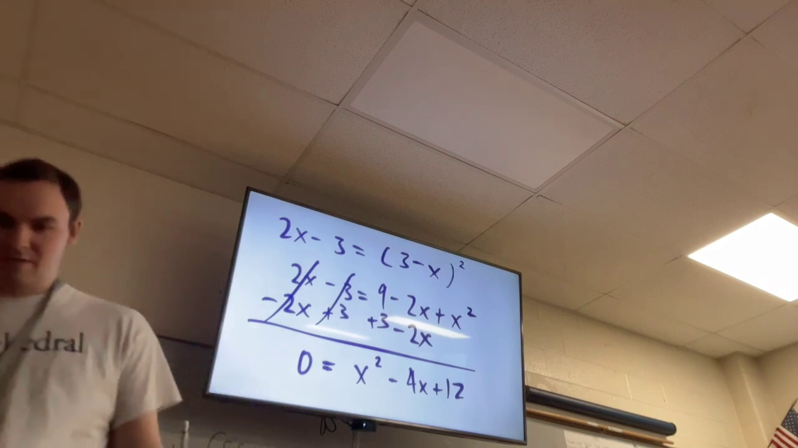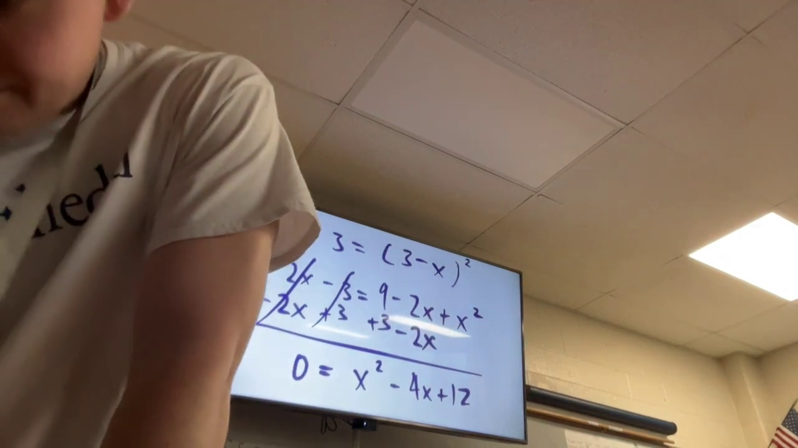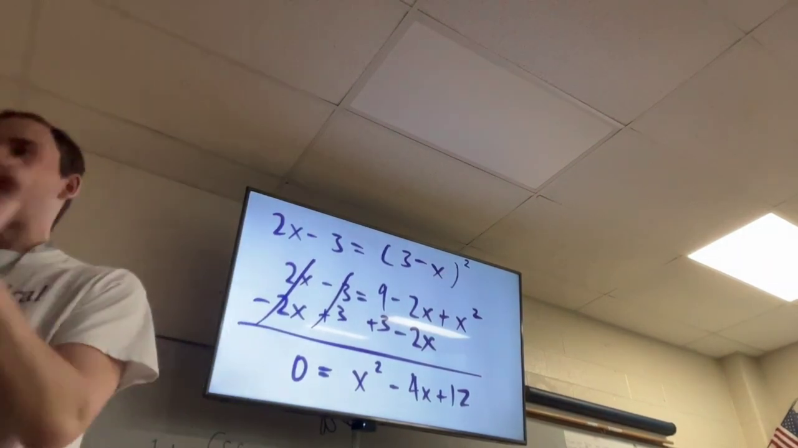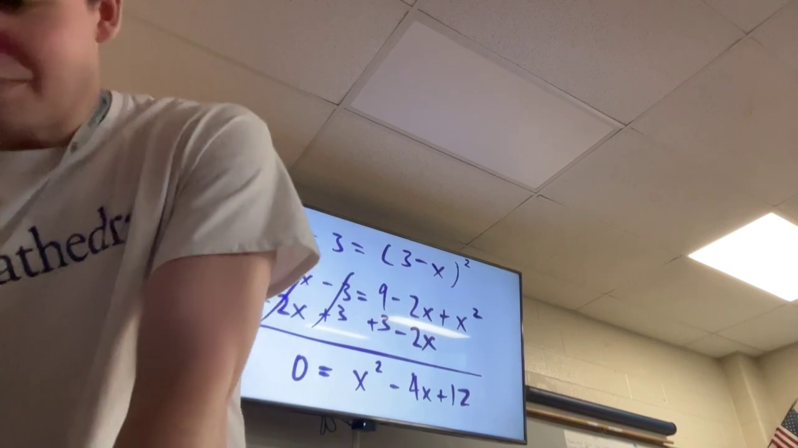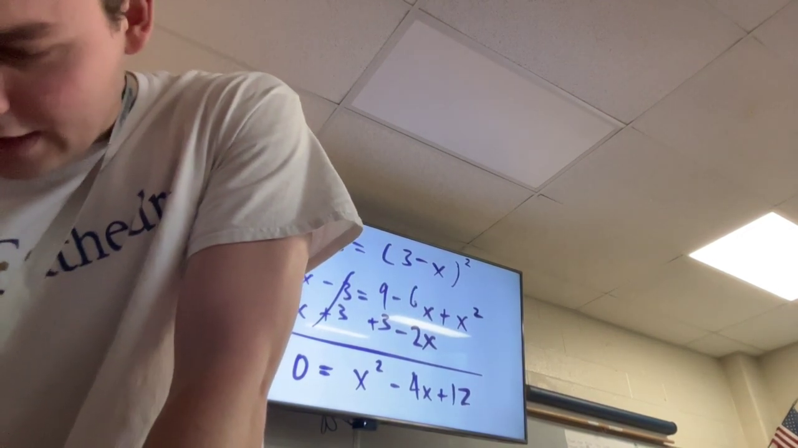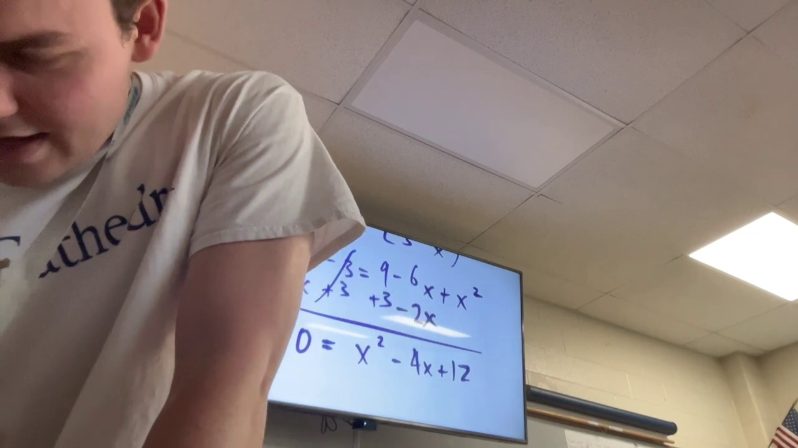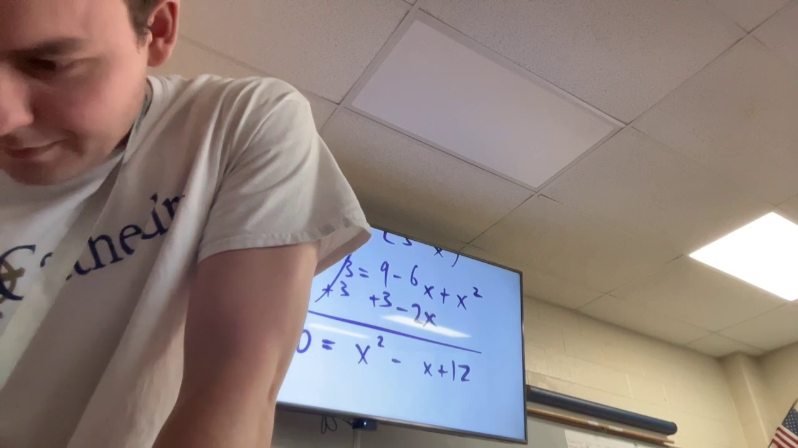Did I make a mistake? Where did you get 2x? Should have been 6x, thank you, I'm sorry. I was thinking multiply them together and then multiply by 2, and I just wrote down that 2 instead of multiplying by 2. Thank you. So that should be a 6x, and then that should be a minus 8x. Is that what you guys got? Okay.